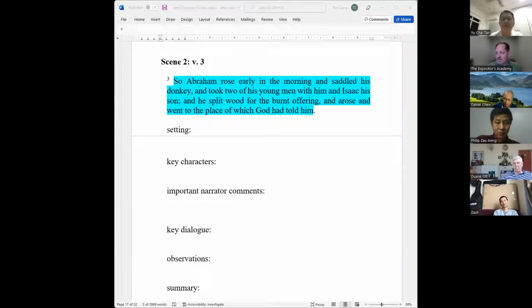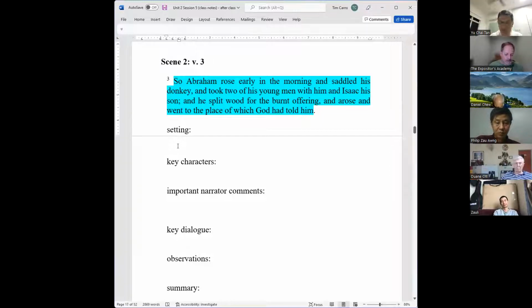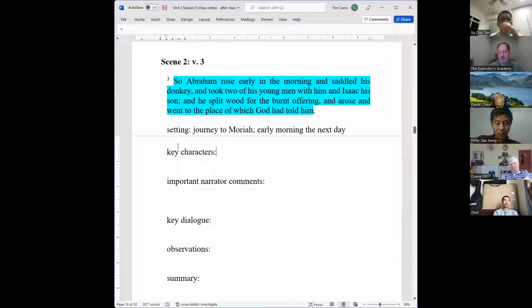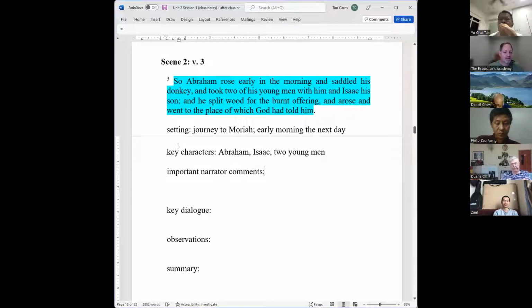Okay, so really this particular scene we can do pretty quickly, honestly. It's the journey to Moriah, and the time is early morning the next day after he received the instruction. The characters mentioned are Abraham, Isaac, and the two young men, but they don't have any dialogue, and not much takes place. So the narrator comments really drive this whole part, identifying that Abraham rose early in the morning. And again, we aren't given the reason he rose early.